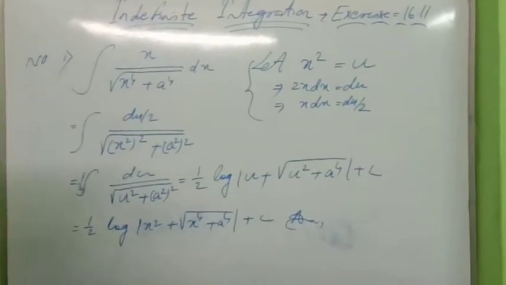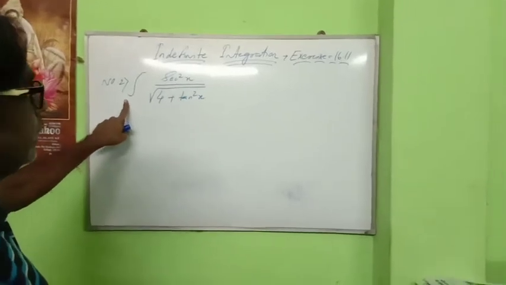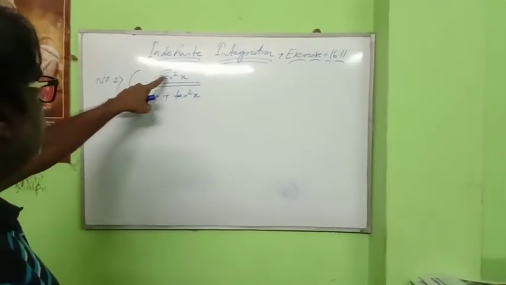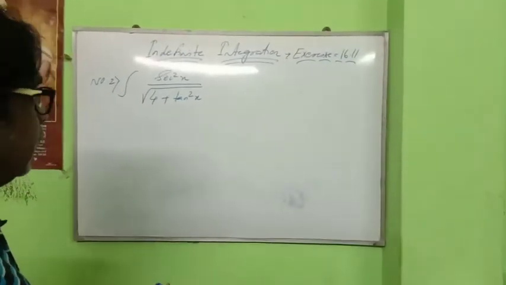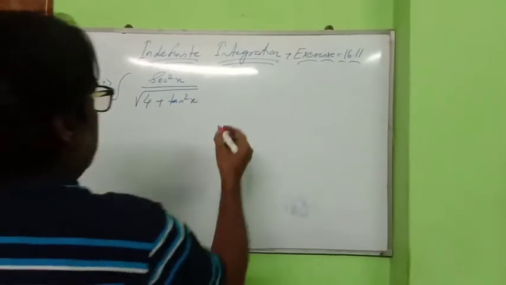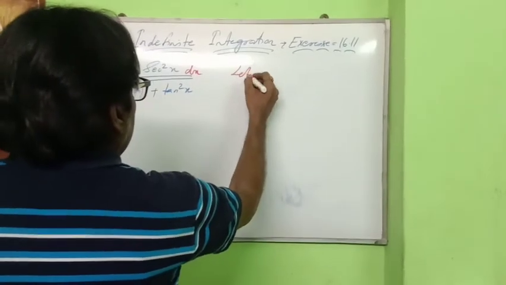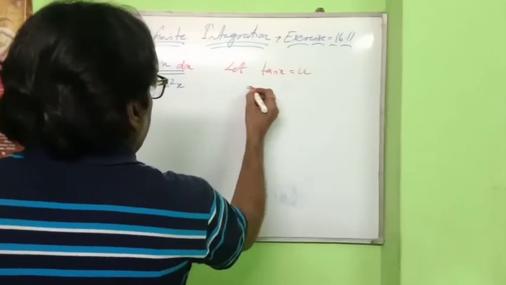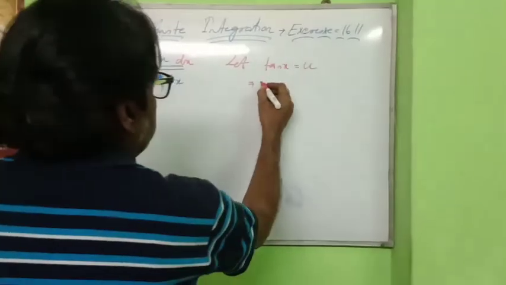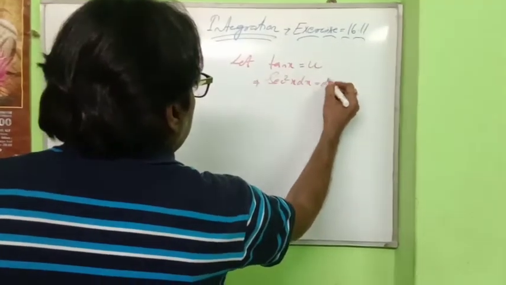Let us go to the next number. See the question number 2 of the exercise 16.11: sec square x by root over 4 plus tan square x, dx. Which one do you have to take as substitute? Let tan x is equal to u. What is the derivative of tan x? That is sec square x dx equal to du.